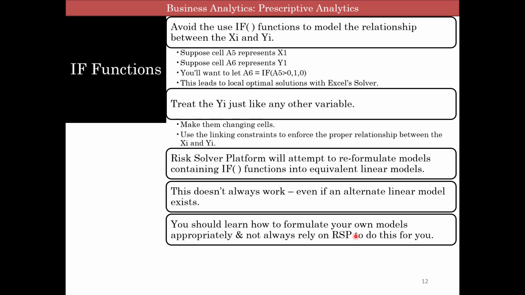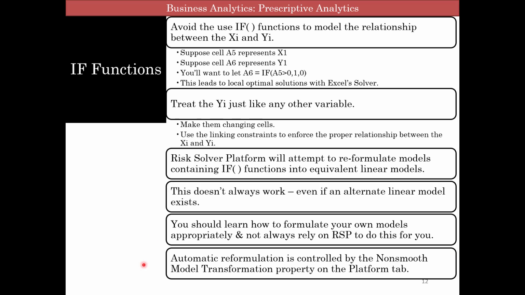If you do it in this class, I will definitely mark it wrong because I don't want you to use if functions. It makes the problems run forever, and it creates more load on your computer. Automatic reformulation is controlled by the non-smooth model transformation property in the Platform tab, but we are not going to use that. I expect you guys to be efficient modelers.